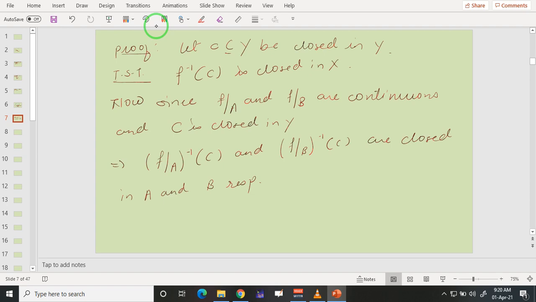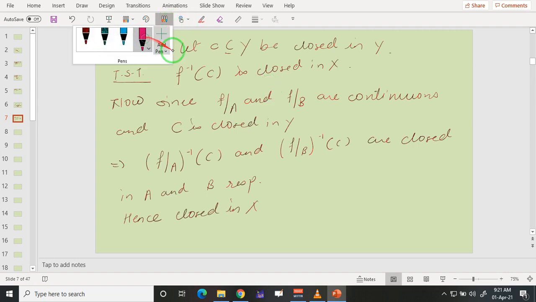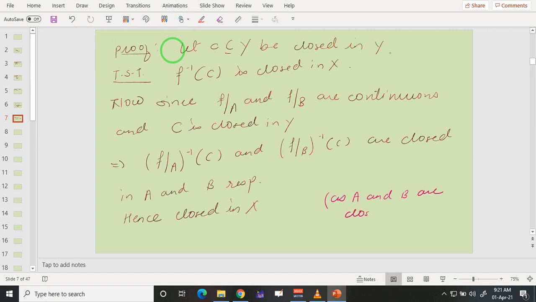This implies this will be closed in X, and hence let me write directly, we can put up 2 points here. Hence closed in X. This is because just now we have stated that both A and B are closed in X. So since both A and B are closed in X, we can say that these are closed in A and B.